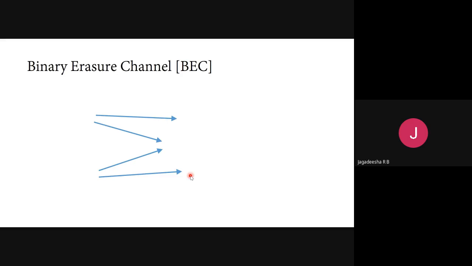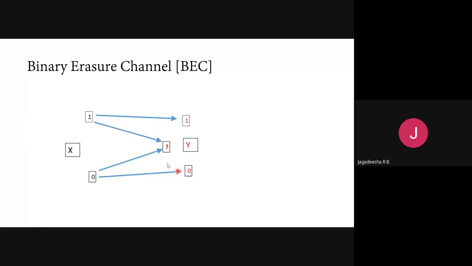Again, we have some terms common here. One is binary, and the other is channel. So this is basically a binary channel. I have indicated some arrows here, and these arrows originate from the input. X represents the input, the set of input symbols. For example, since this is binary, we have 1 and 0. And then at the output, of course, we will have the symbols 1 or 0.